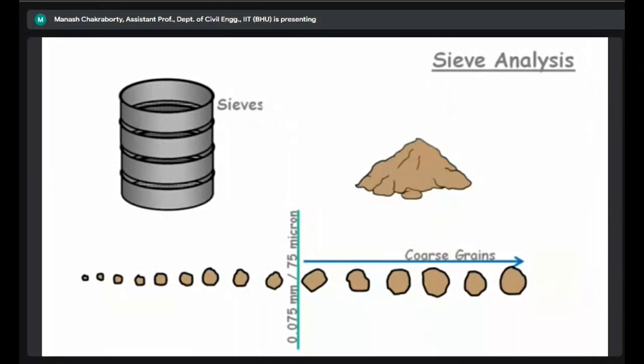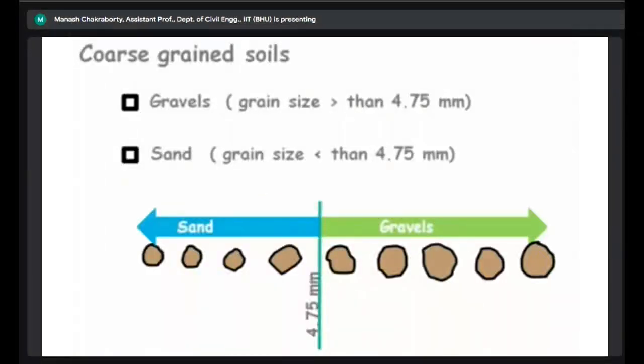And in the case of coarse grain, we also have gravel size particles and sand particles, right? This demarcation is made by the 4.75 mm sieve. So while performing this sieve analysis, we have two different fractions. The particles which are higher than 4.75 millimeter will be tested using different sieves, and the particles which are less than 4.75 mm will be tested in another arrangement of sieves, right?